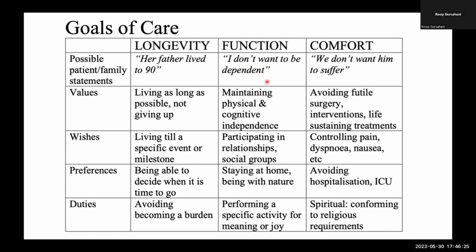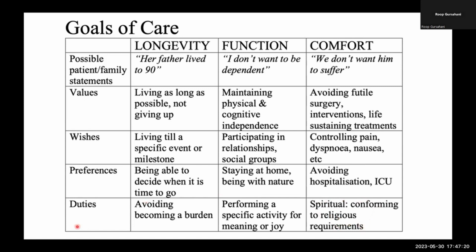Similarly, for function, somebody might say, I don't want to be dependent. And again, there, the reason is to maintain physical and cognitive activities, participate in relationships, and so on. But they might have a specific activity that they enjoy, and if they can't do it, then life has no meaning. The last, of course, is pain, suffering, avoiding futile interventions, and this is where we can help quite a bit by palliative care. But it could also mean that, for instance, suffering is looked on as almost religious, that if you are undergoing suffering without complaining, you are doing something that is spiritual.